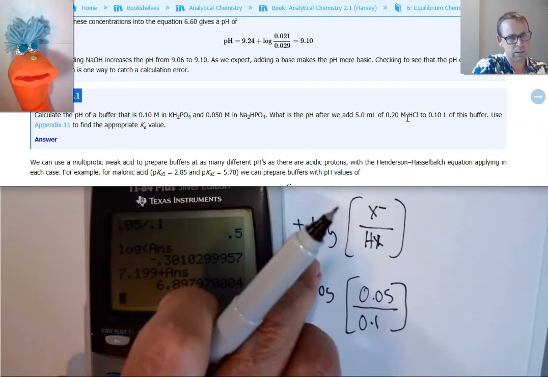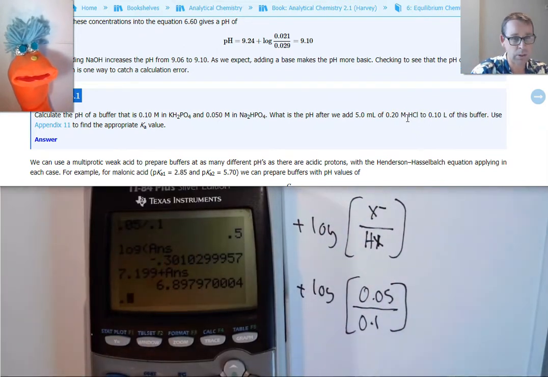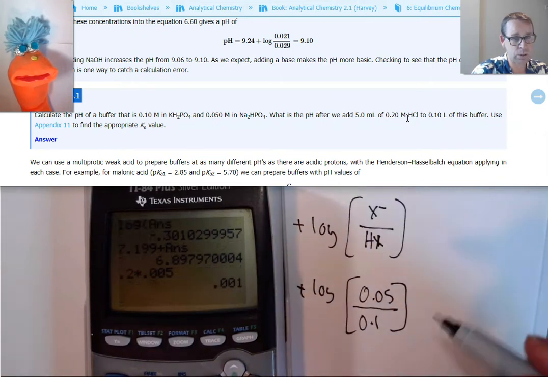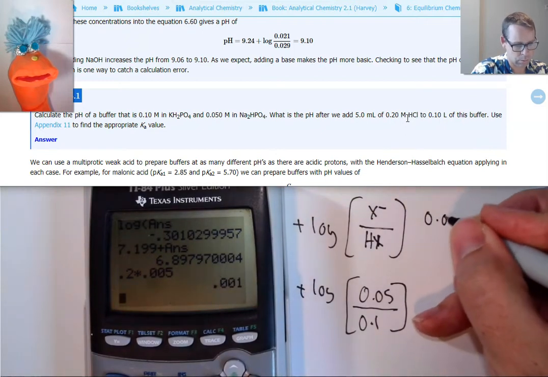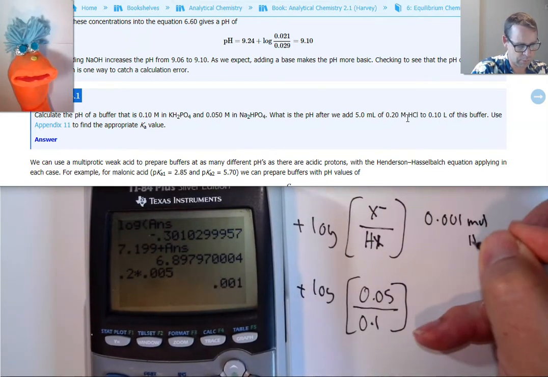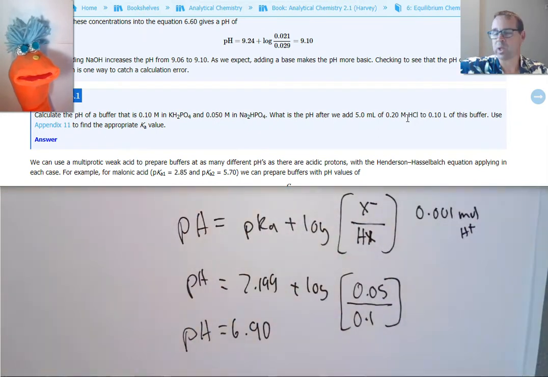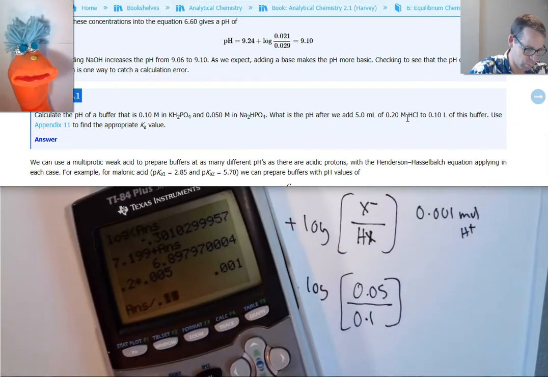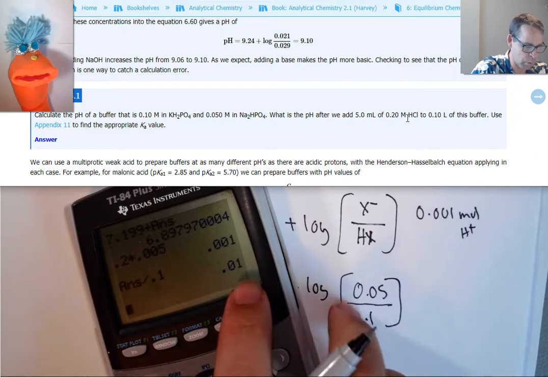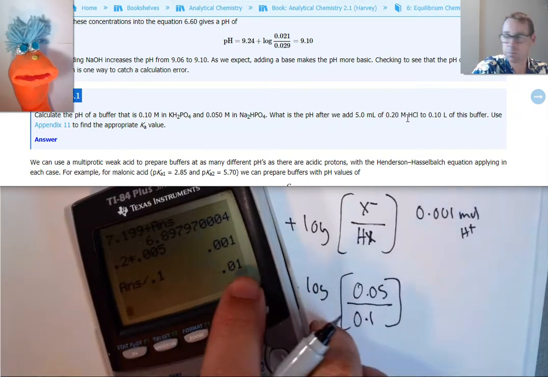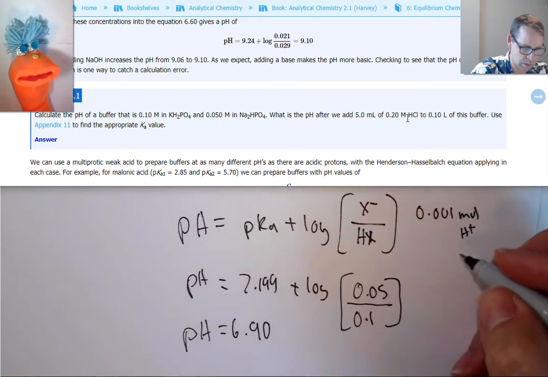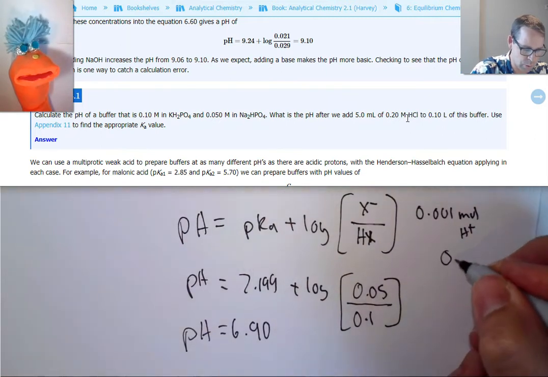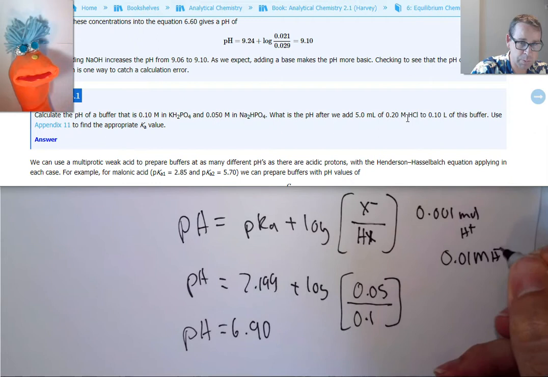That's going to tell me how many moles of HCl. So 0.2 times 0.005 liters, it's going to be 0.001 moles of H plus ion added. All right, and that is added to 0.1 liters. So if I divide that by 0.1, that tells me that the molar amount of H plus ion is 0.01. So 0.01 molar H plus ion.